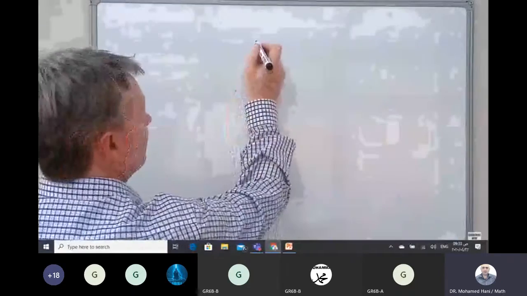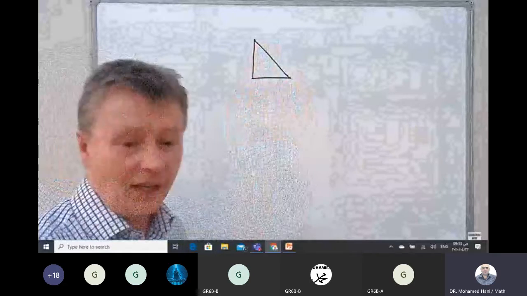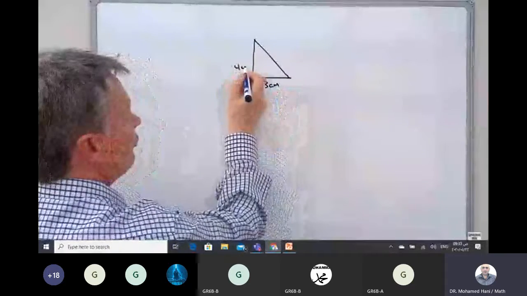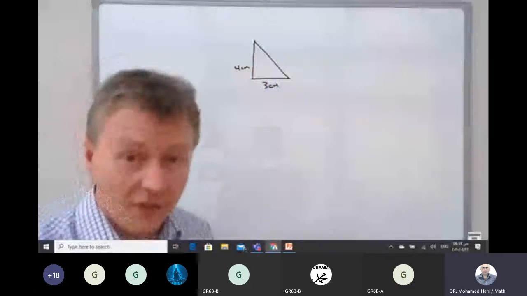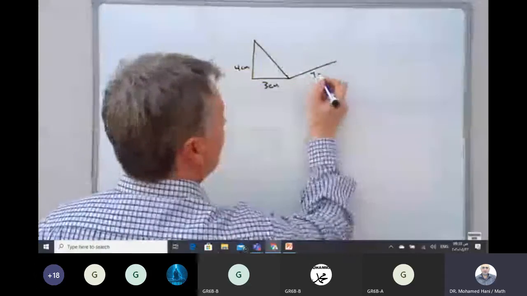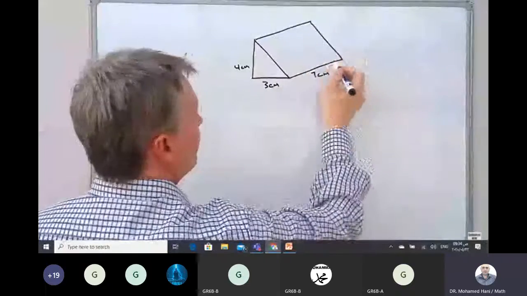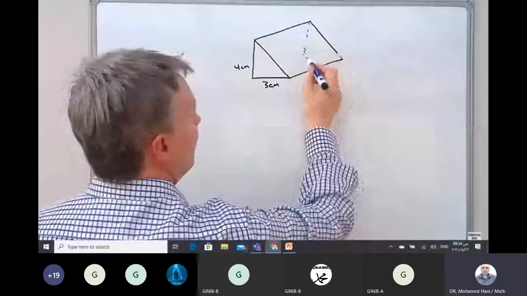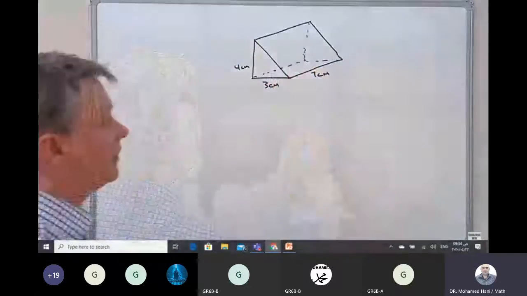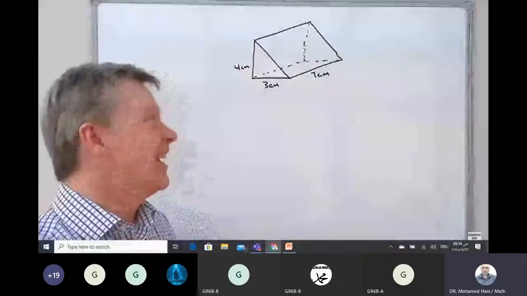Okay, so with this one, we've got a triangle, and the triangle itself is 3 centimeters by 4 centimeters, and then the overall prism is 7 centimeters long. So I'm just going to try and draw that up on the board. There you go. Hopefully you can see that okay. That's not too bad, is it? That's a triangular prism.